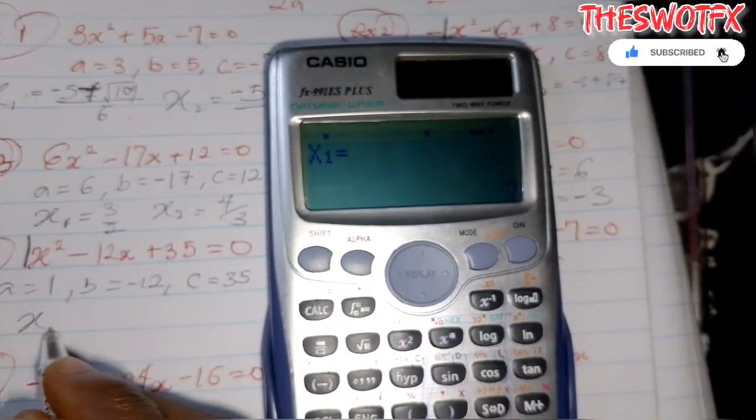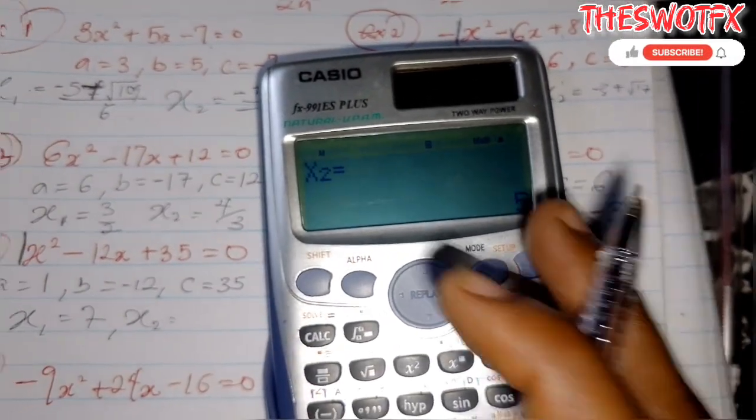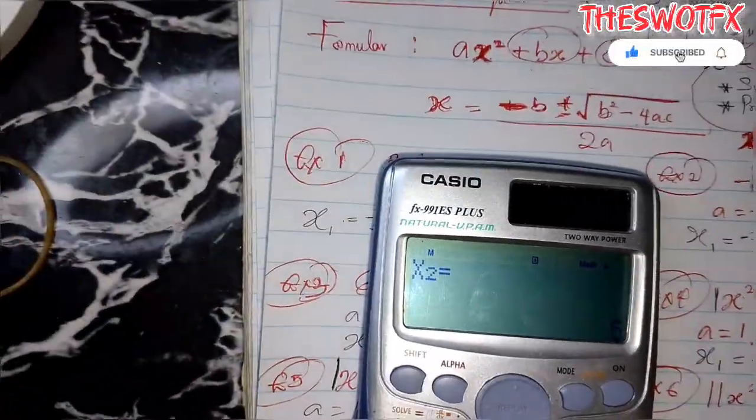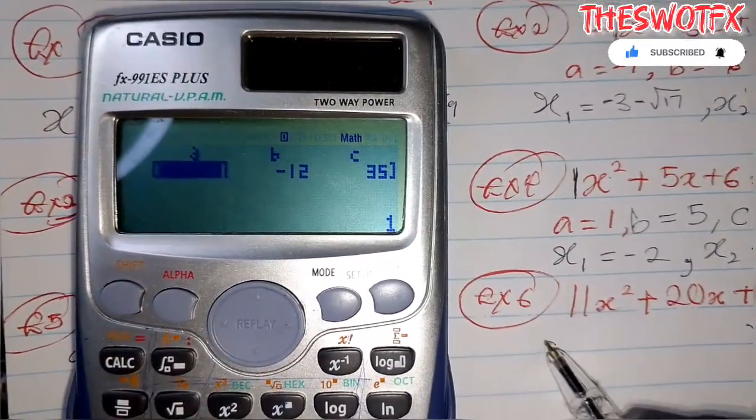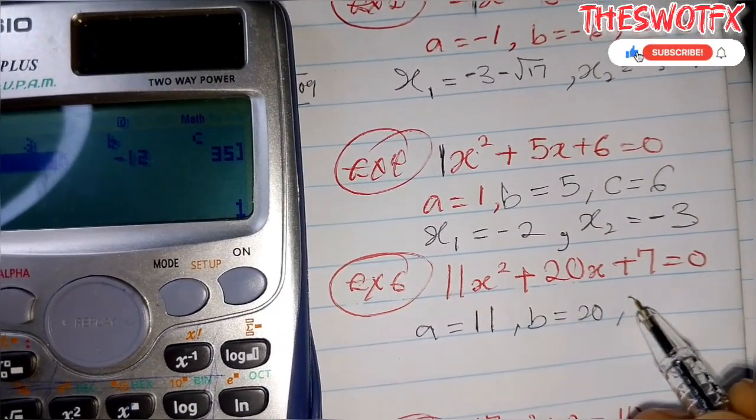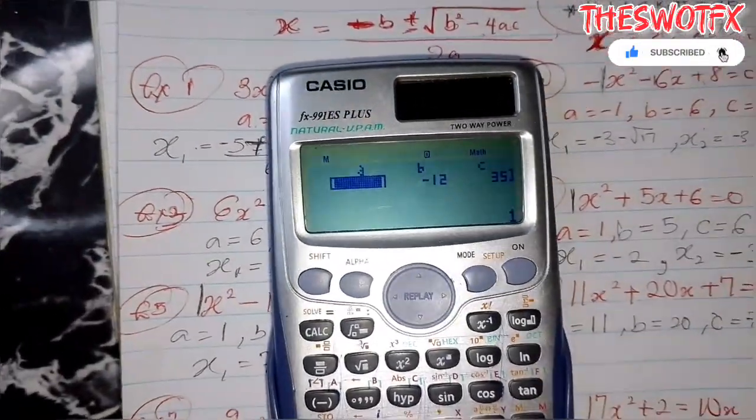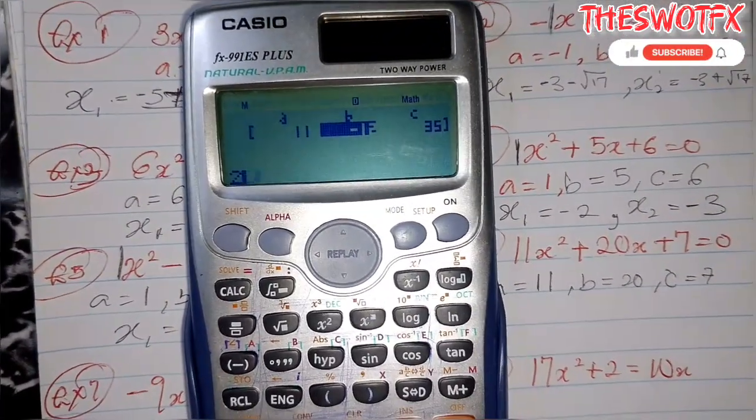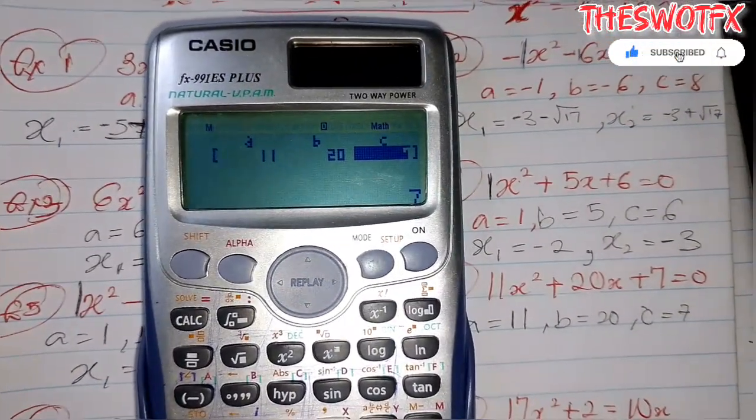So x1 is 7, and x2 you press equals to again is 5. That's the answer for that. Those are the values for that. So let's go to the next one. Here, A is 11, B is 20, C is 7. So let's go back to our calculator. Let's make it A is 11, B is 20, C is 7. Then press equals to again.